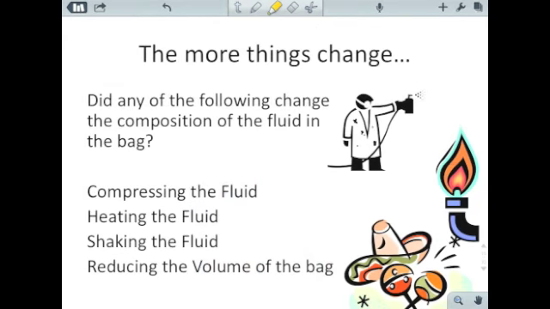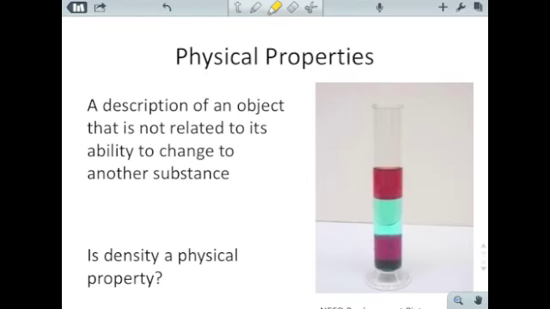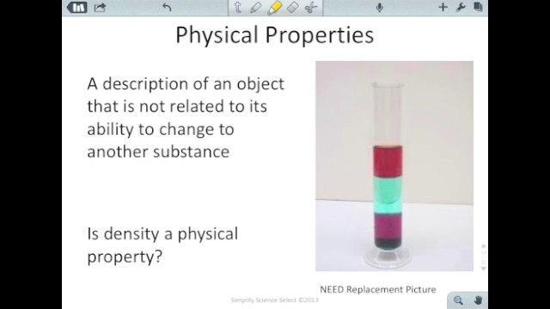Now, in looking at the lab, did any of the following things change the composition of the fluid in the bag? Did compressing the fluid change what we had? Did heating the fluid or shaking the fluid or reducing the volume of the bag change the composition of the fluid in the bag? And what we should see is it doesn't change what it actually was. And what we call those things, those are physical properties. A physical property is a description of an object that is not related, and the key word here is not related, to its ability to change to another substance.